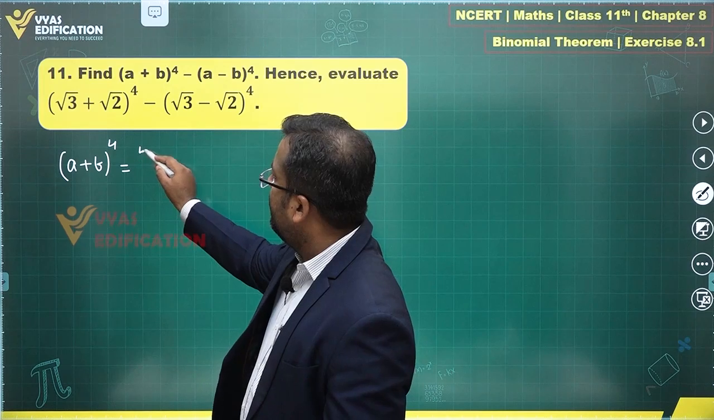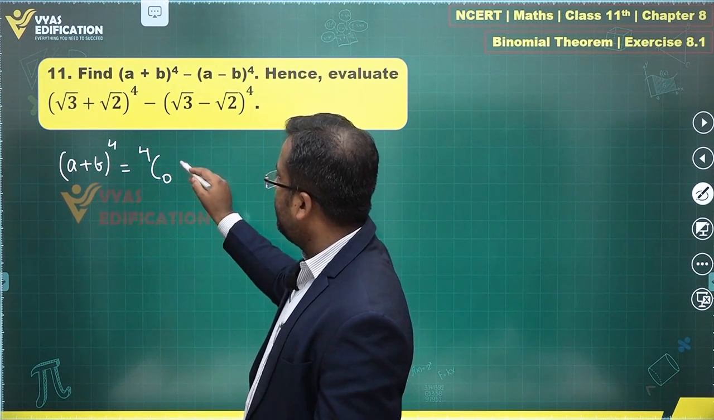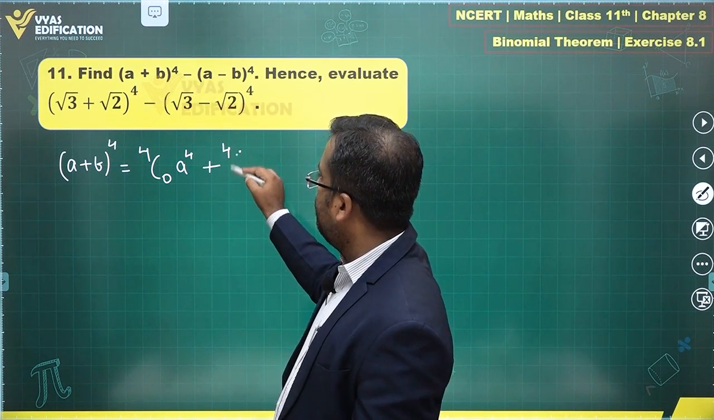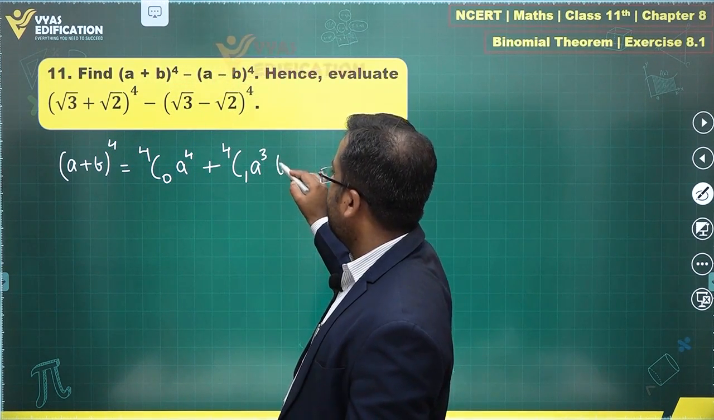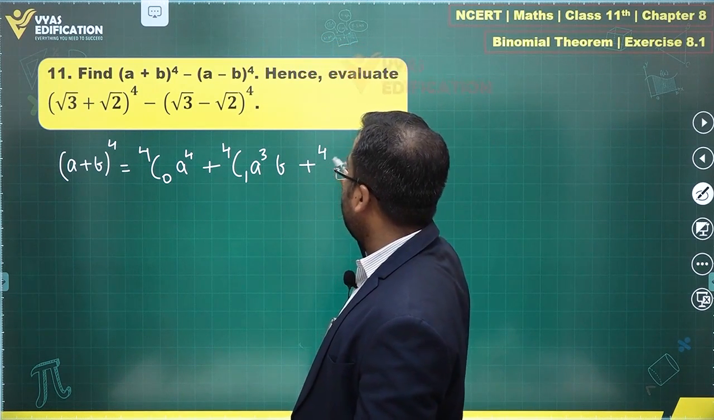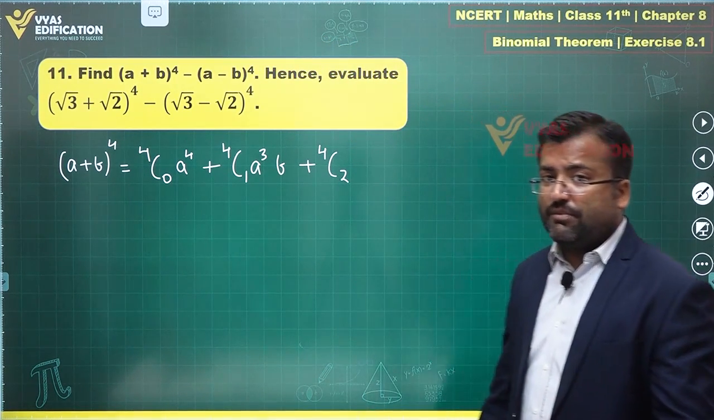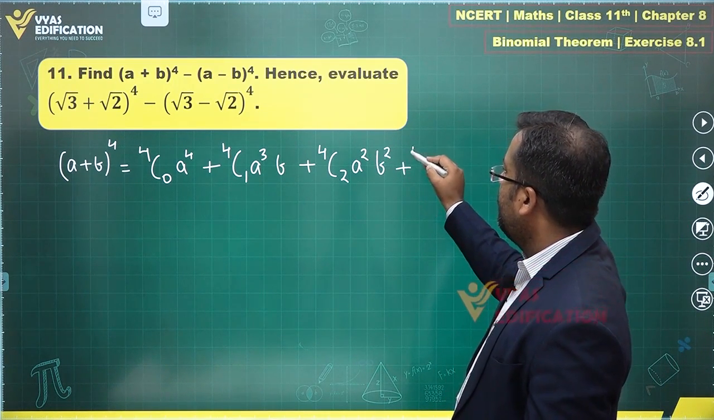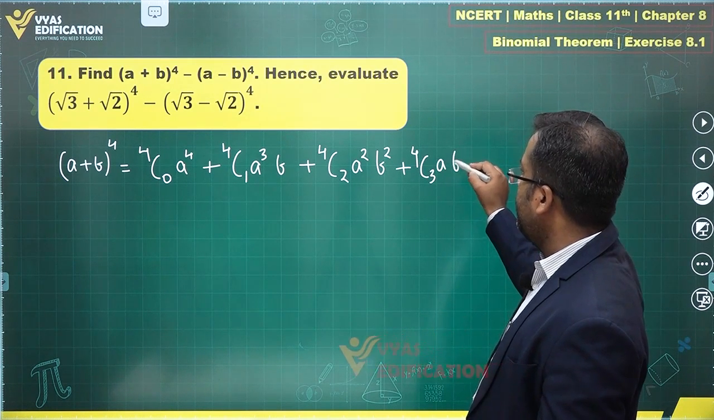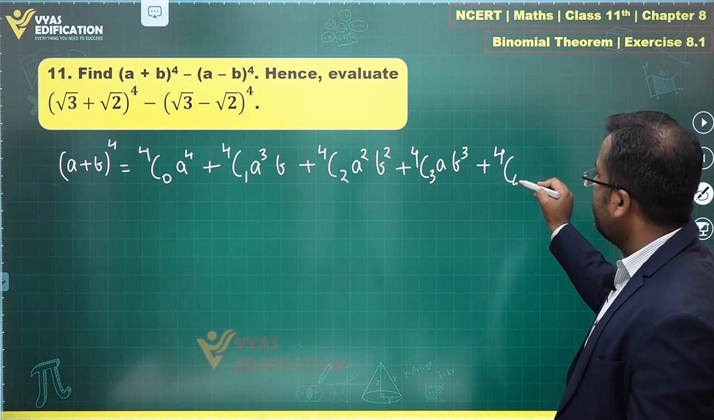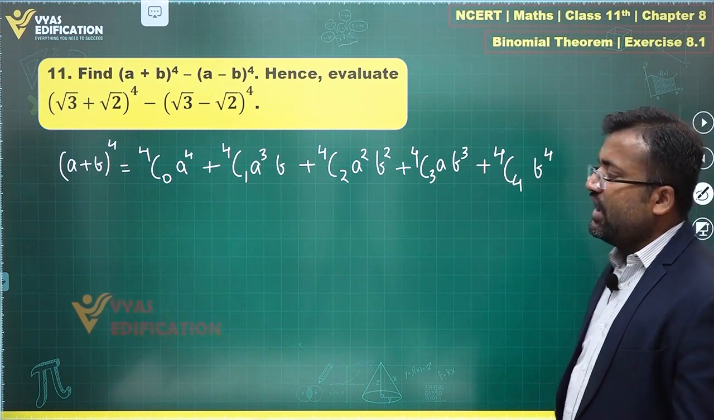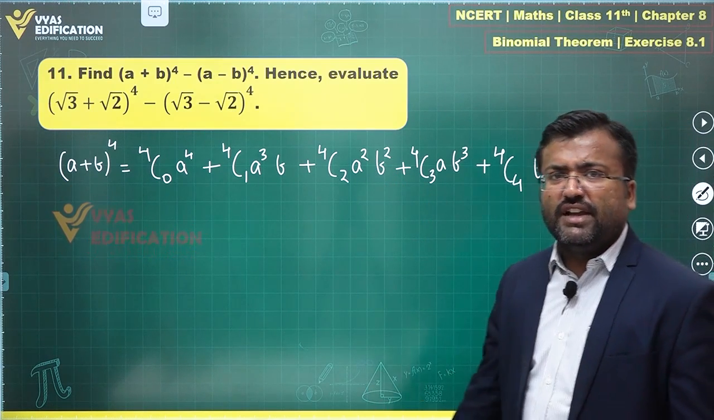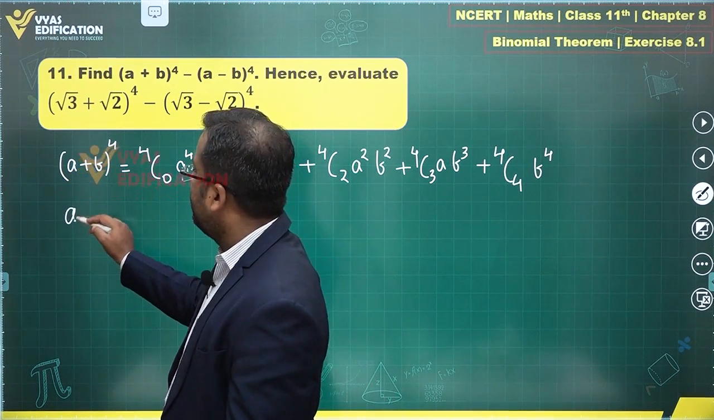The first term will be 4c0 a power 4, b power 0 is simply 1. The next term will be 4c1 a power 3 b power 1. Then you will have 4c2. The power of a will reduce, the power of b will increase. This will be a square b square. 4c3 a power 1 b power 3 and 4c4 b power 4 is what you have. Right. If you replace b by minus b, you will get a minus b whole power 4.